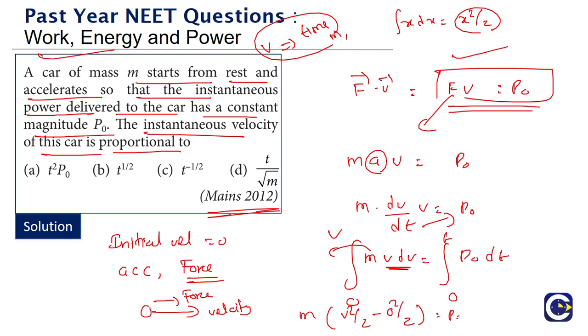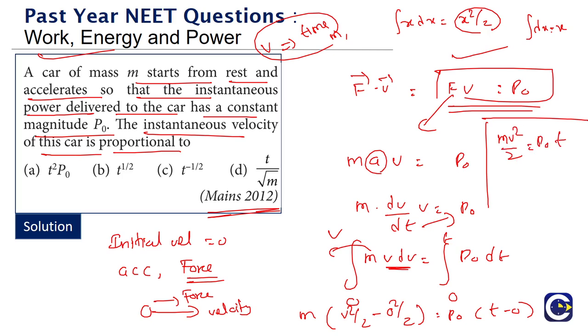Here p naught is a constant, right? Integral dt means what? What is integral dx of x? Here also we have to substitute the limits. Final limit is t, initial limit is 0. So look at this, what do we have? m into v square by 2 is equal to p naught into t.